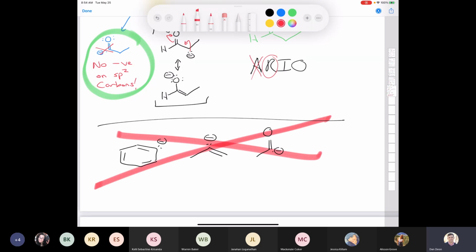No negative charges. What are these carbons? That's an sp2 hybridized carbon. That's an sp2 hybridized carbon. This is an sp2 hybridized carbon. You can't put a negative charge on an sp2 hybridized carbon. Never, ever will you see that.